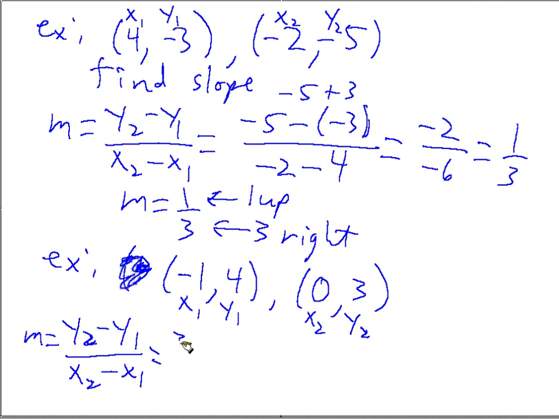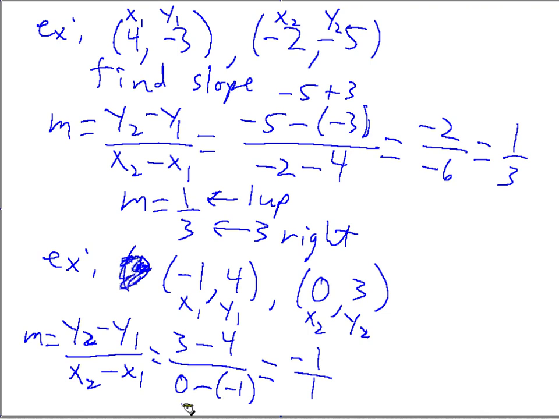So that's going to be y2, so 3 minus y1, 4, all over x2 minus x1. So 0 minus negative 1. Again, y2, 3 minus y1, 4, all over x2, 0, minus x1, negative 1. So put that in parentheses. Okay? So that's going to be 3 minus 4 is negative 1 over positive 1, basically.